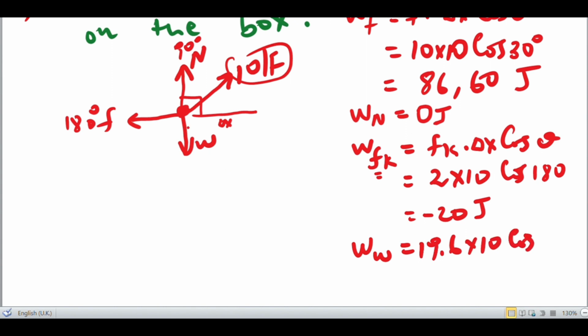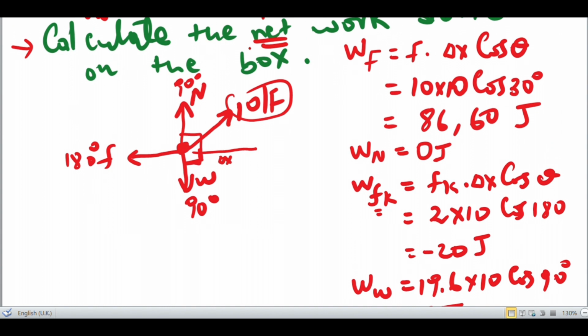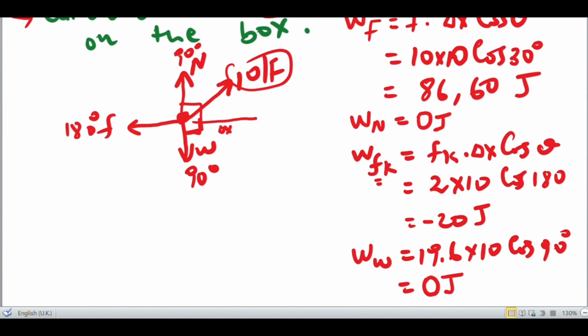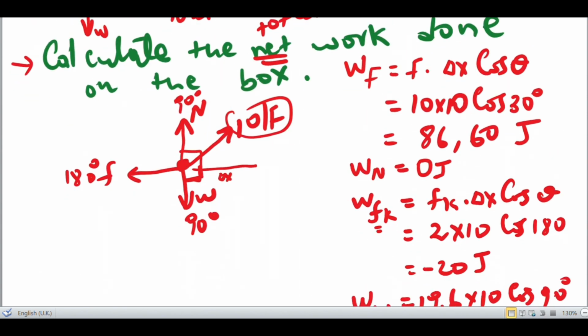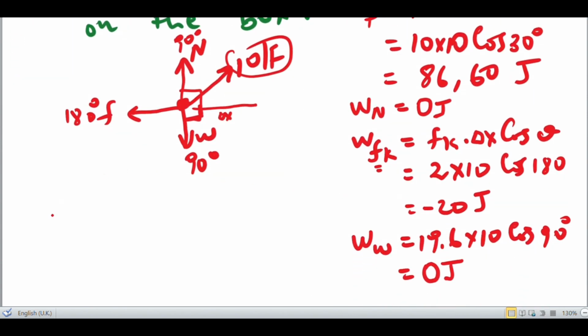Cos, but the angle between the weight and the displacement is 90, so we have the 90 degrees here. Therefore, the work done by the weight is equal to 0 joules. Now, the question said calculate the net work done, that is the total work done on the crate, which means we are going to combine all of these answers. Here we get the net work.